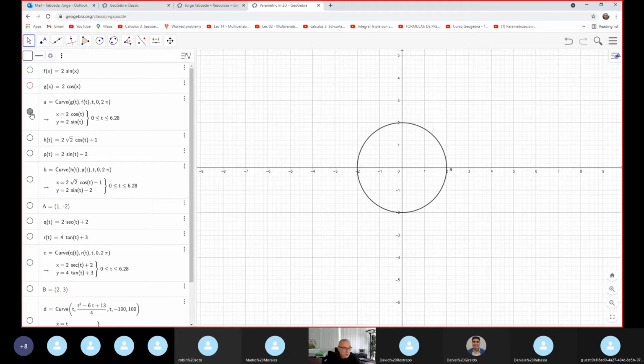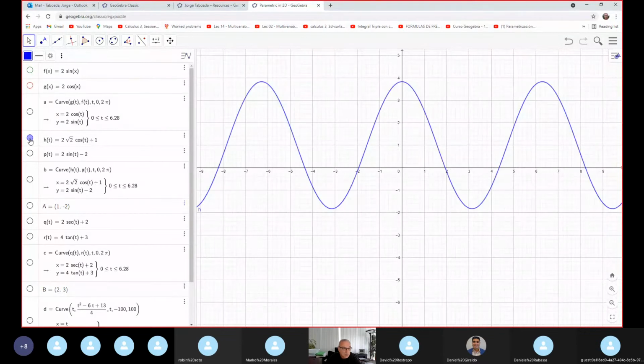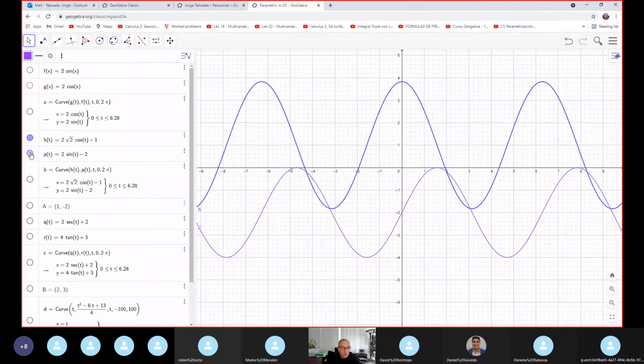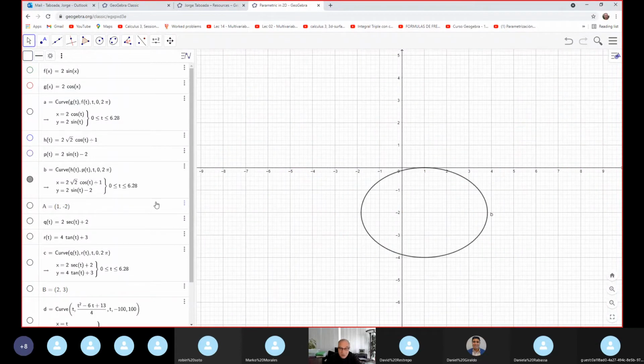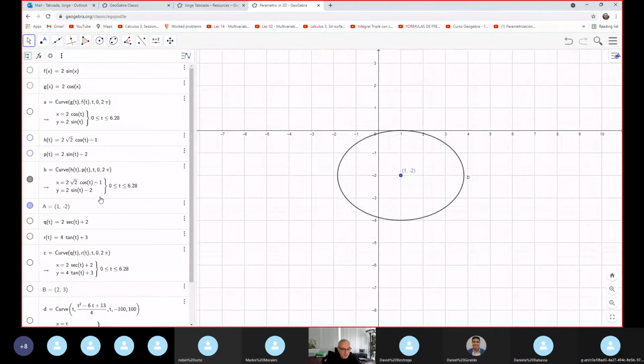Okay, now this was example 1. Example 2, we have 2 functions. This is cosine something plus 1, and this is sine something minus 2. Now when you make the curve, it's an ellipse. And by the way, the center of this ellipse is located at the point (1, -2). We discovered that. It's not new. Okay, but this is the parametric representation, which is the vectorial in GeoGebra.